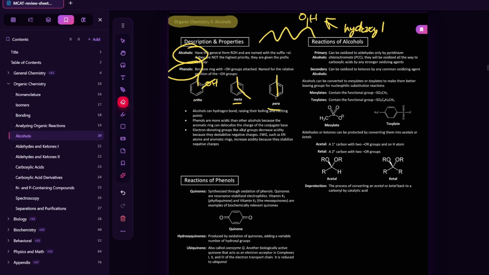Now, the takeaway about alcohols having higher melting and boiling points is because the OH group has a hydrogen attached to a very electronegative oxygen, so it can donate and accept hydrogen bonds with neighboring molecules. So basically, alcohol can hydrogen bond, okay?